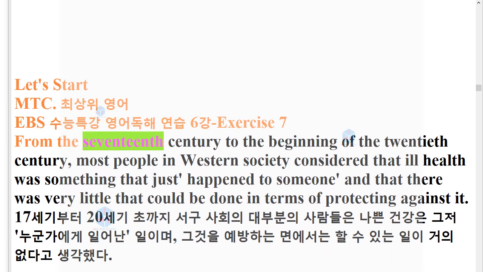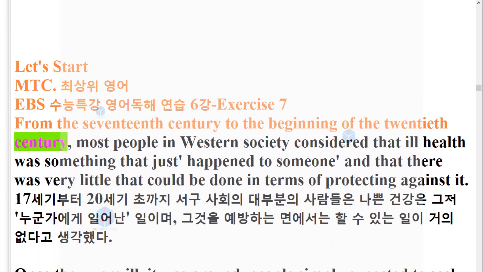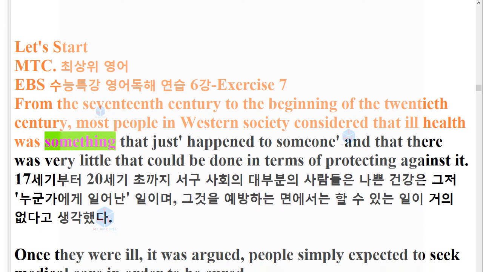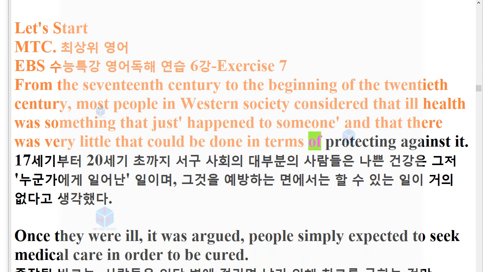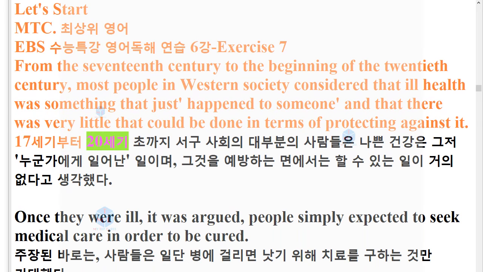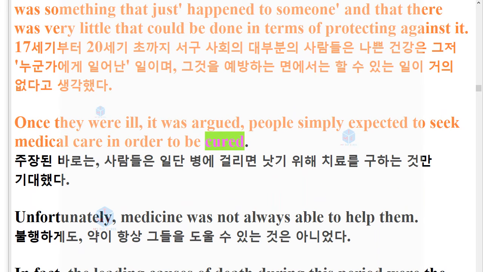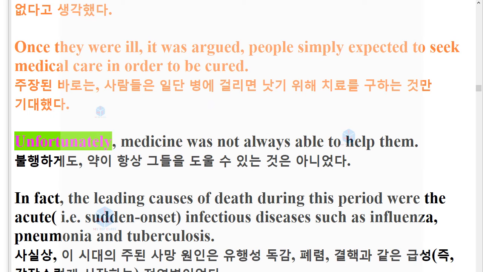From the 17th century to the beginning of the 20th century, most people in Western society considered that ill health was something that just happened to someone and that there was very little that could be done in terms of protecting against it. Once they were ill, it was argued, people simply expected to seek medical care in order to be cured. Unfortunately, medicine was not always able to help them.